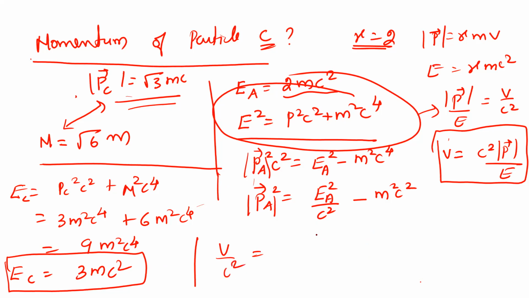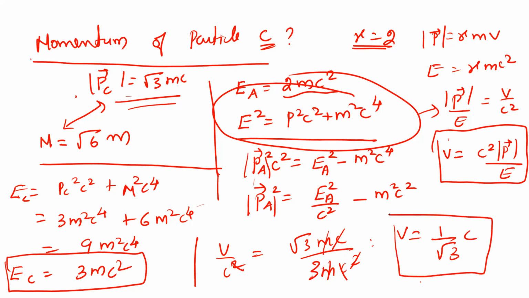V by c² is equal to root 3 mc divided by 3mc². So this cancels, and c² cancels, so V is equal to 1 by root 3 c. That's the answer. That's correct. That's the velocity.